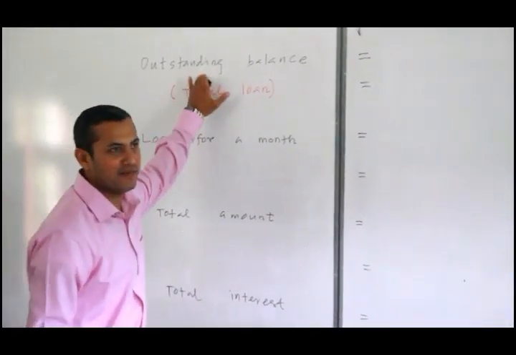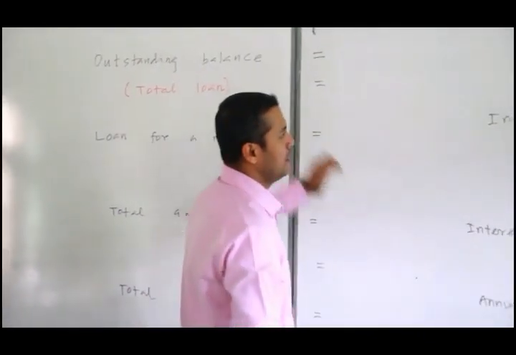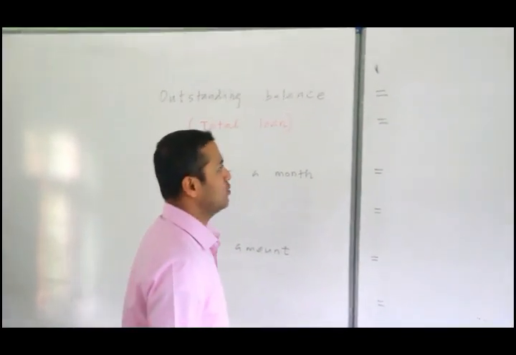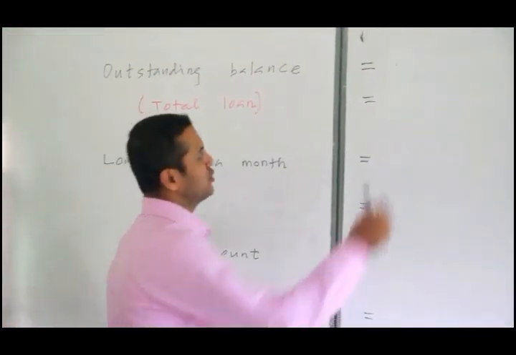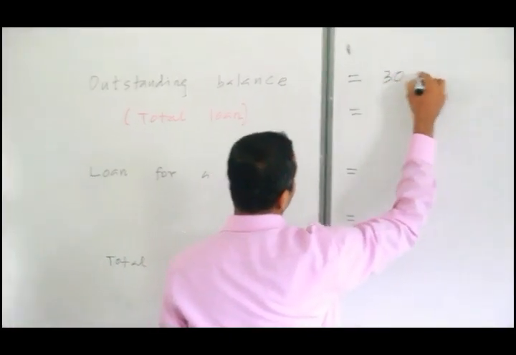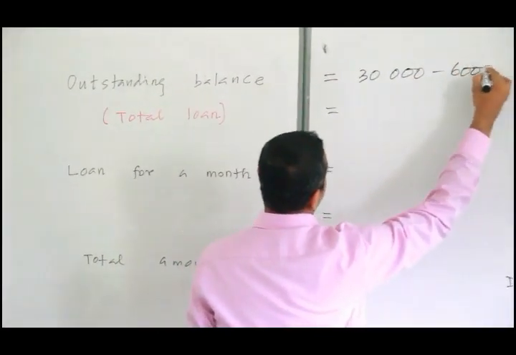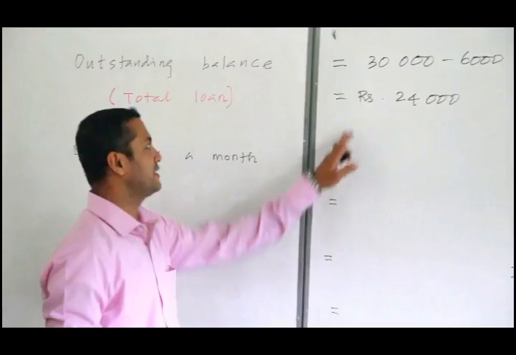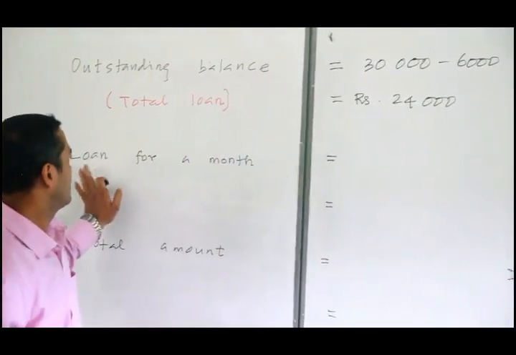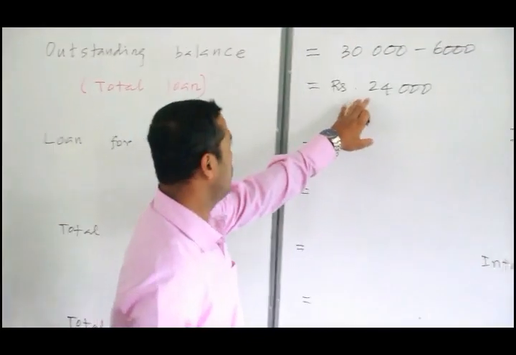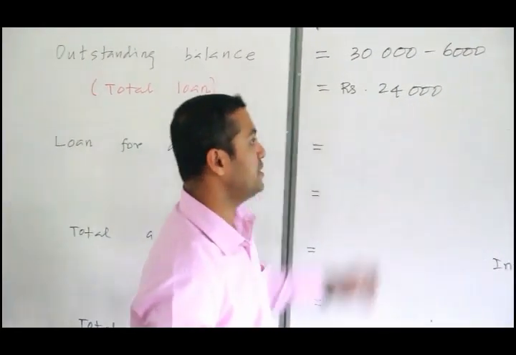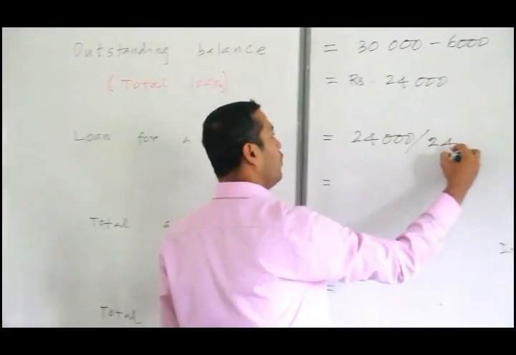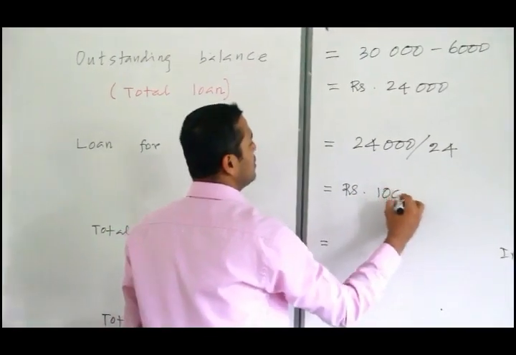Alright. Outstanding balance, that is the total loan. You know there is a down payment in this question as well. What is the down payment? 6,000. The price is 30,000. So we are going to subtract that 6,000 from 30,000. Then the answer will be 24,000 rupees. That is the outstanding balance. Then loan for a month. This total loan must be paid back in 24 equal monthly installments. Then we are going to divide this 24,000 by 24. Then you will end up with rupees 1,000.